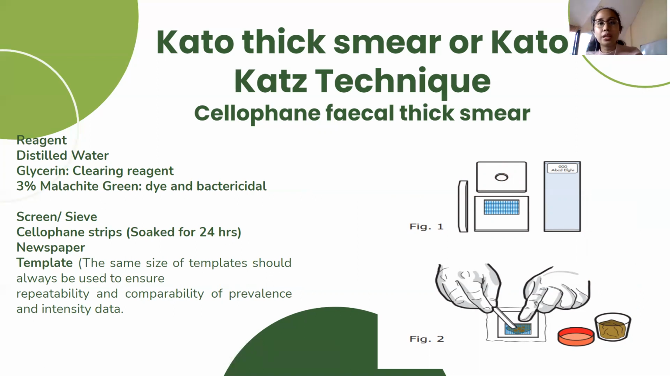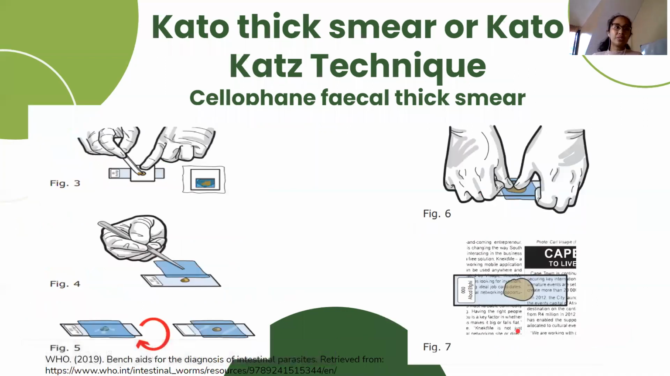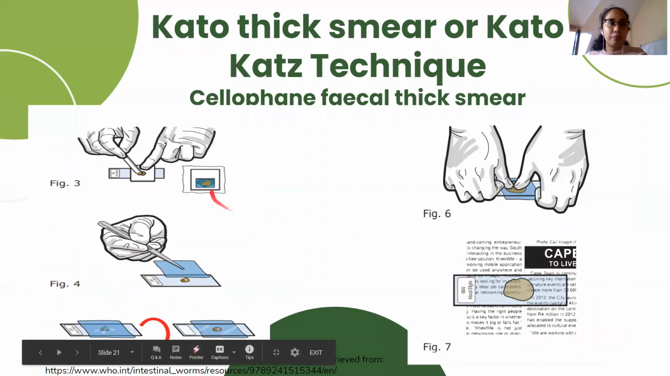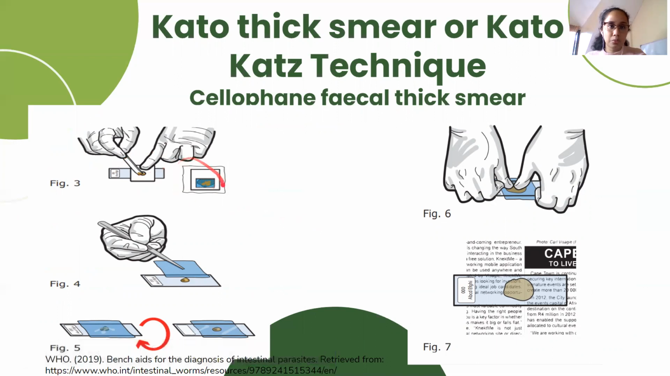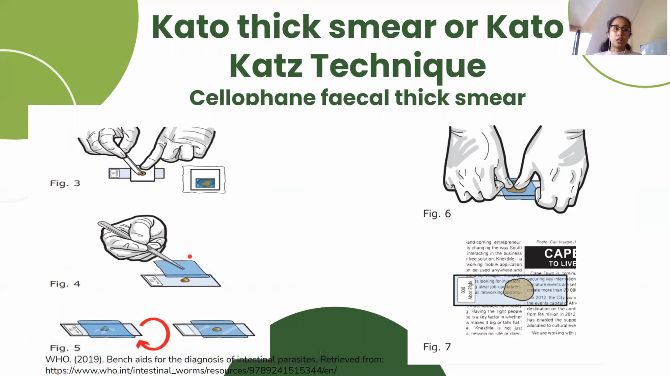Once you have completed all your materials, you are now ready to screen or sieve the stool. After that, class, you place the sieved stool on your template. Then dispose of the sieve. After that, place a cellophane strip on your stool. Then, after placing the cellophane strip, flip it the other way around so that you could flatten the stool.